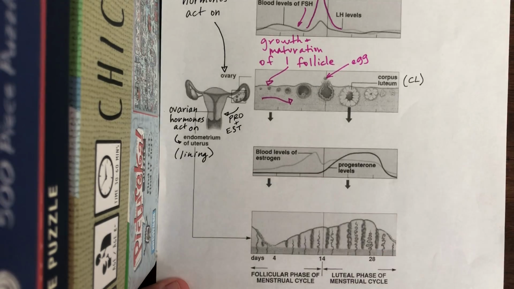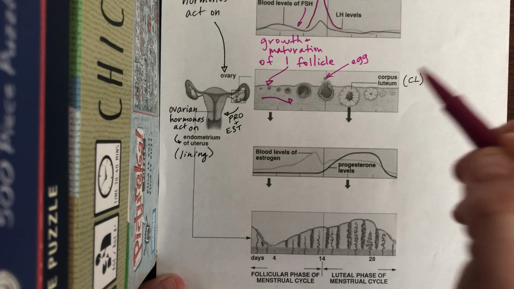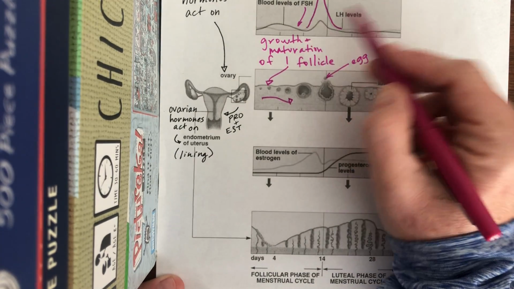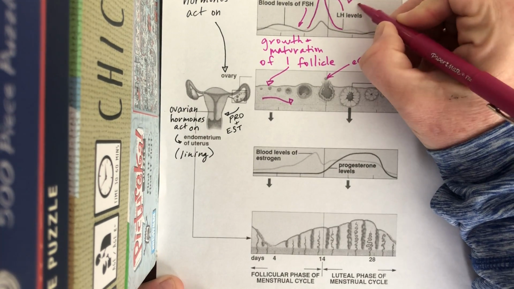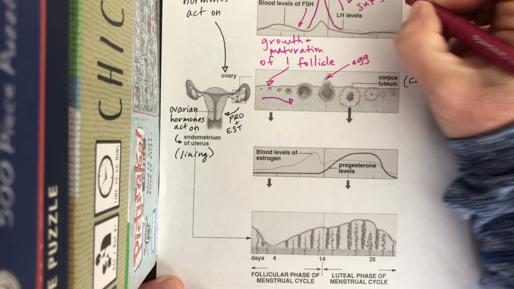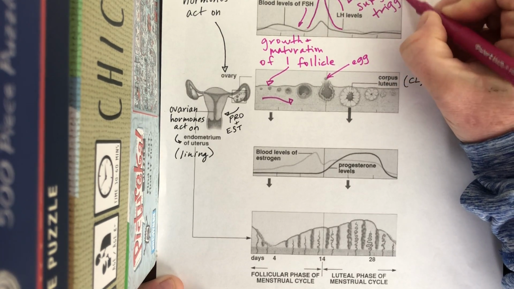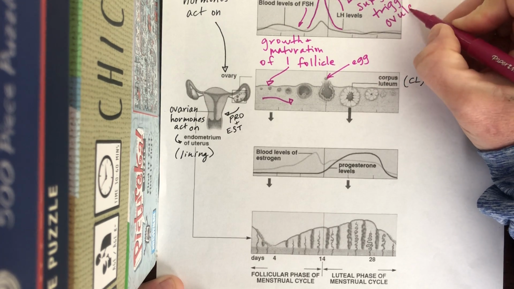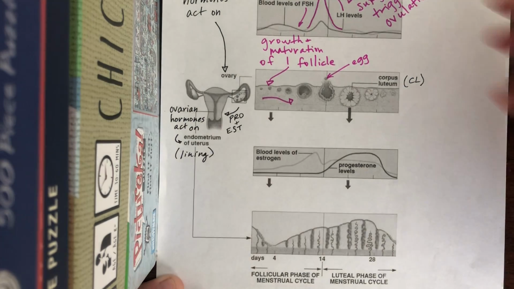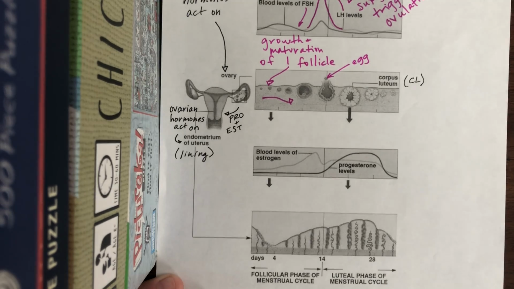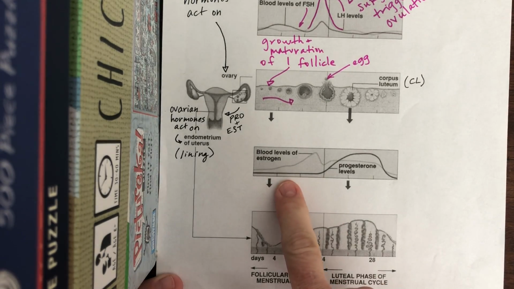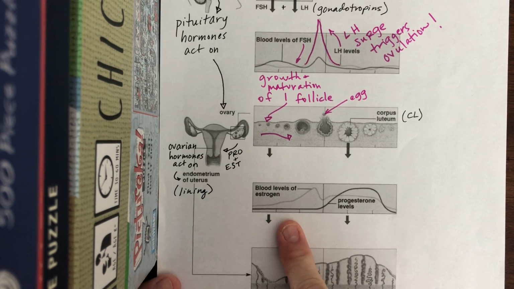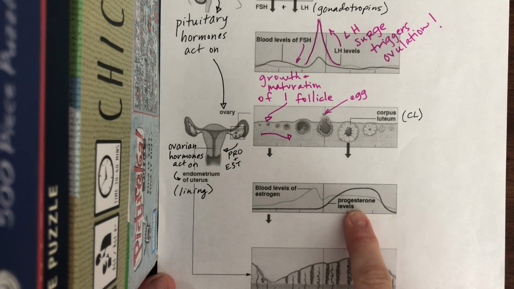Okay, so now we're going to look at the hormone levels, not just of FSH and LH. I'm going to label that LH surge triggers ovulation. Main event of the menstrual cycle. Now what we're going to do is look at the hormone levels. Sorry, you couldn't see that. Blood levels of estrogen and then progesterone levels.